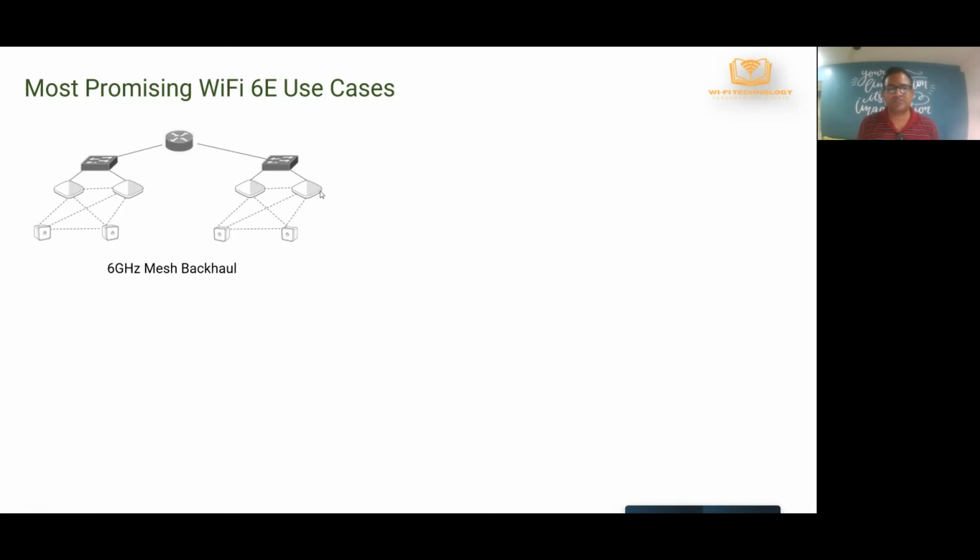And so 6 GHz mesh backhaul is a very promising use case, because there is so much available spectrum, which is basically greenfield spectrum. If two access points are able to talk in 6 GHz, they can very easily talk to each other with very little interference, right? Because they're not interfering with anything in 2.4 or 5. So 6 GHz mesh backhaul is a very interesting use case.